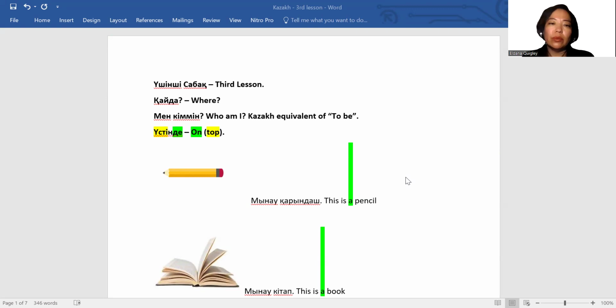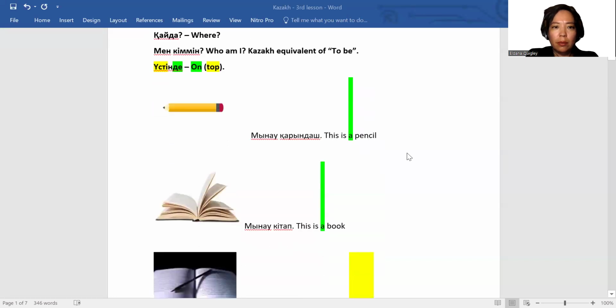Hello everyone, welcome to our third lesson. Today we're going to learn location, where, and also who am I? So this is the equivalent of English to be. I am, you are, he is, she is, and so on. So let's start with the location subject here.